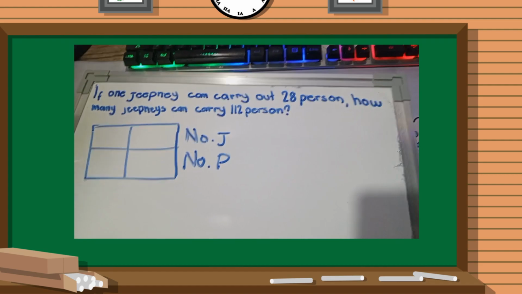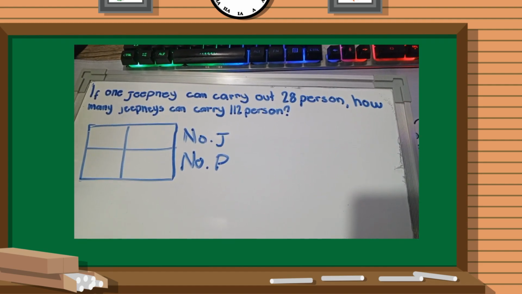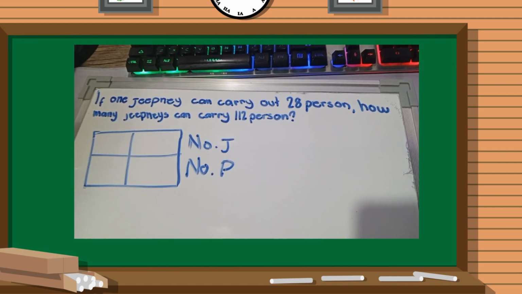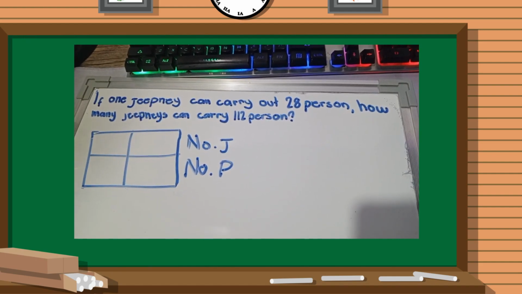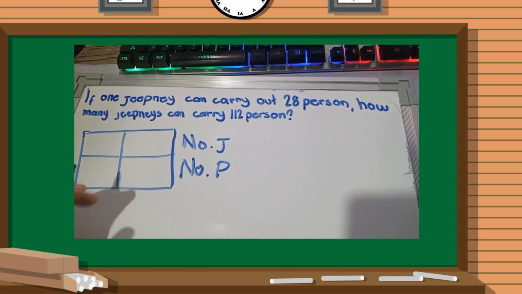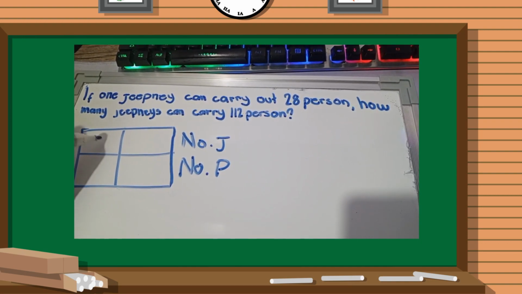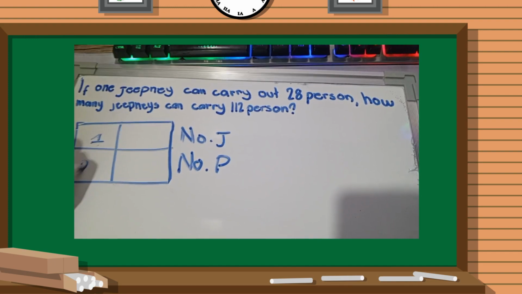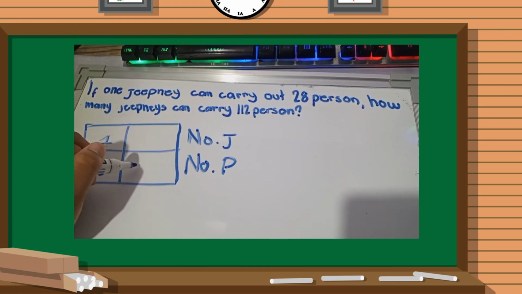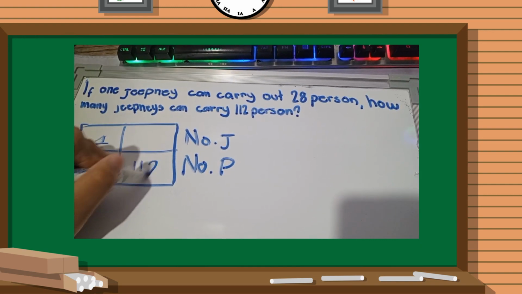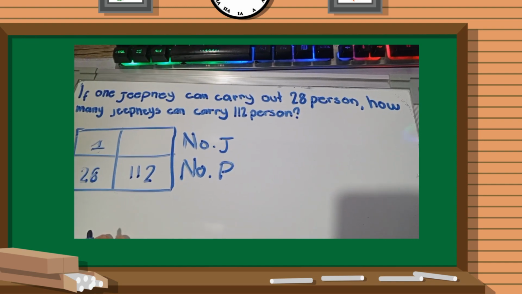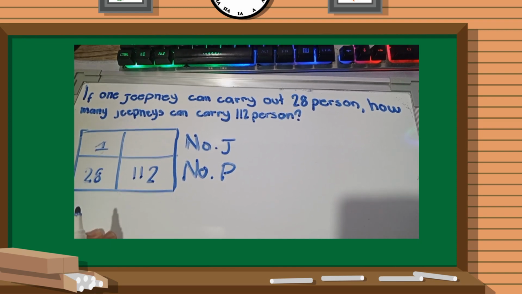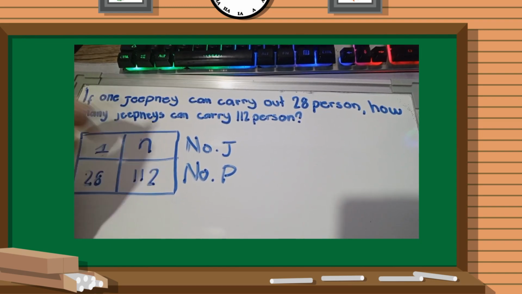Another example is, if one jeepney can carry 28 persons, how many jeepneys can carry 112 persons? Just like the first example, the first step is we should identify the given variables. The number of jeepneys is 1. The number of persons is 28 and 112. Since the second number of jeepneys is missing, we should put n.